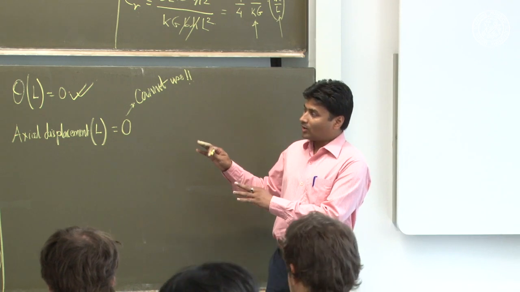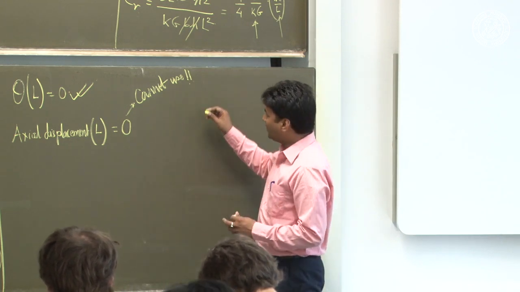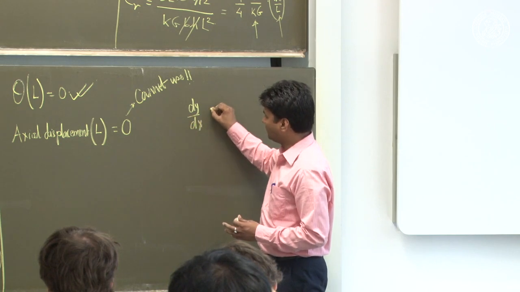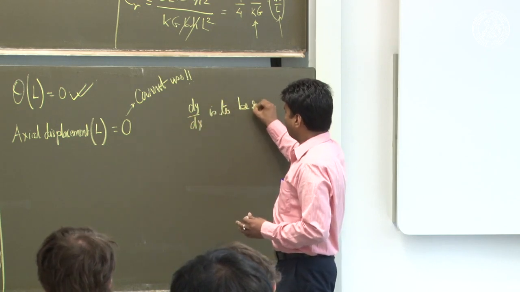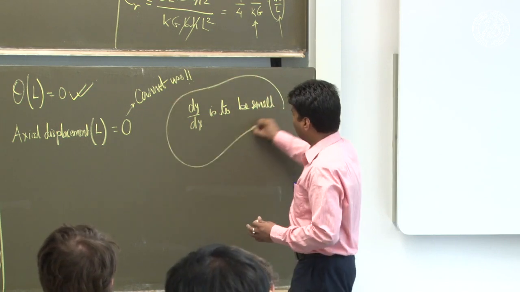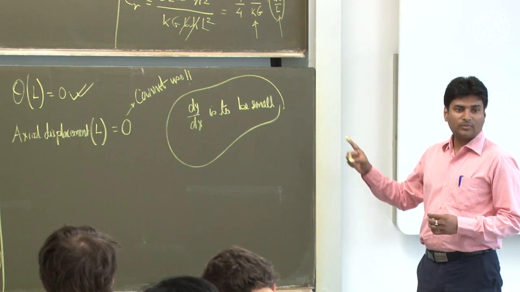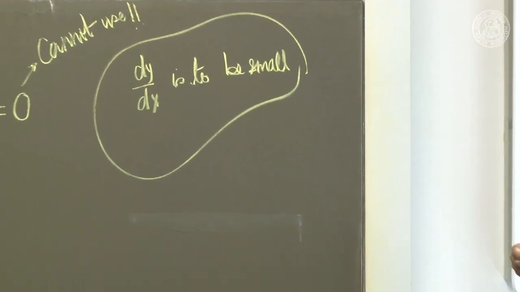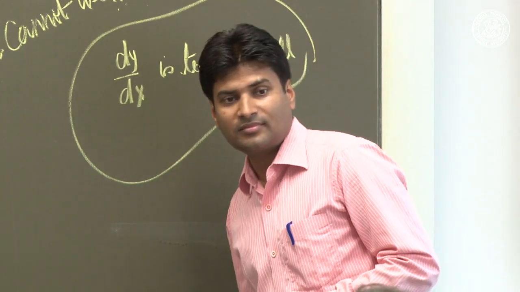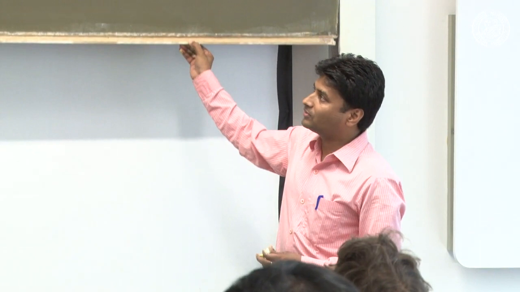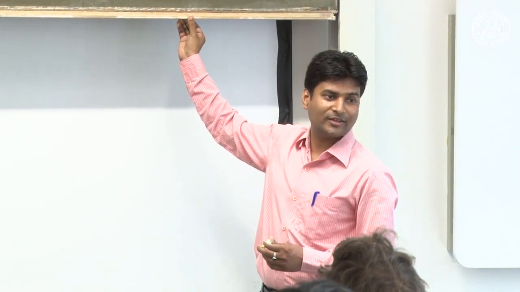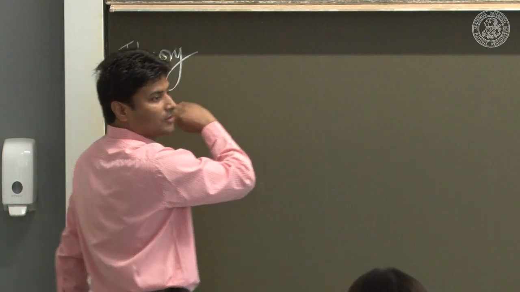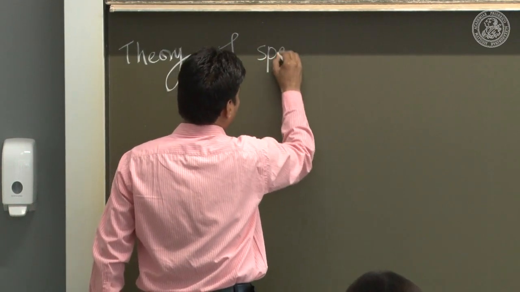Keeping that aside also, you see the most important limitation is that dy by dx has to be small, right? So that's something we are very bothered about and we want to relax that. So we have to do what's called theory of elastic rods. Okay, so let's start our new topic. Theory of special Cosserat rods.